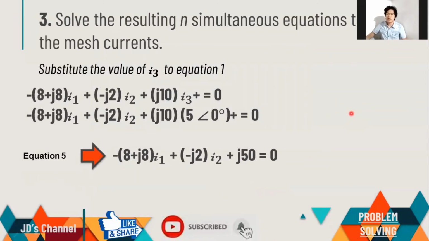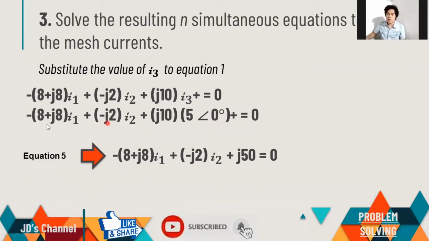So, let's now proceed sa number 3. Solve the resulting n simultaneous equations to get mesh currents. First is substitute the values of I sub 3 to equation 1, para ma-minimize natin yung ilan, since may value naman yung ating I sub 3. Ito yung ating equation 1, sinubstitute lang natin. Ito yung ating I sub 3, so sinubstitute natin yung 5 bar angle 0 degree.